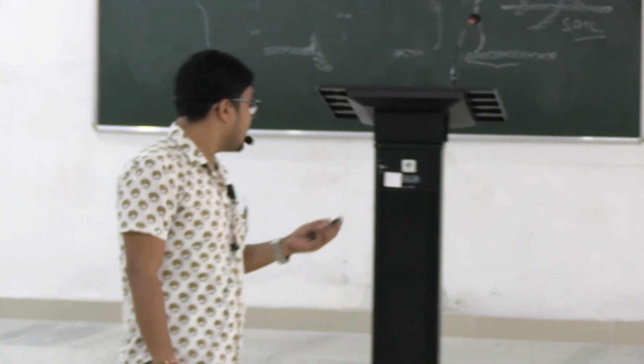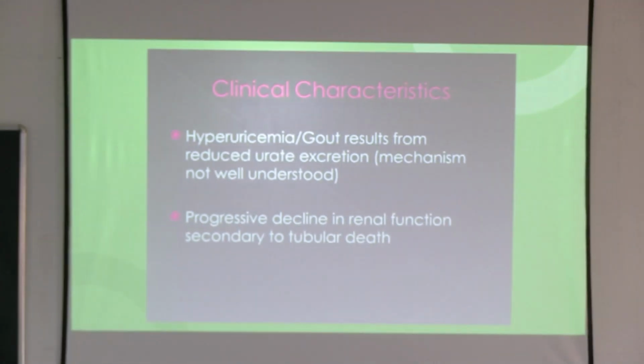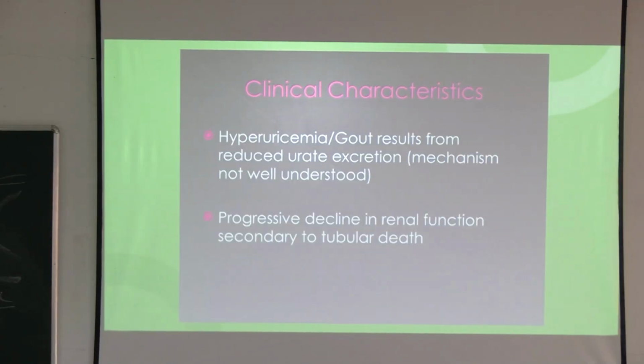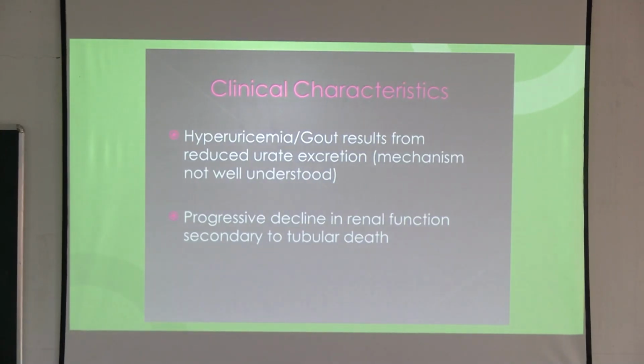কথা বলিস না, বেশিক্ষণ পড়াবো না, হয়ে গেছে। তাহলে MCKD1 medullary cystic kidney disease, defects of the gene is uromodulin, a Tamm-Horsfall protein, তাই তো। And clinical symptoms is hyperuricemia, gout, and progressive decline in renal function secondary to tubular death.